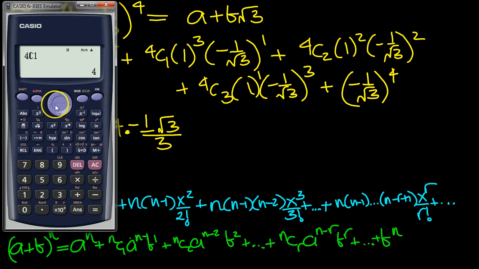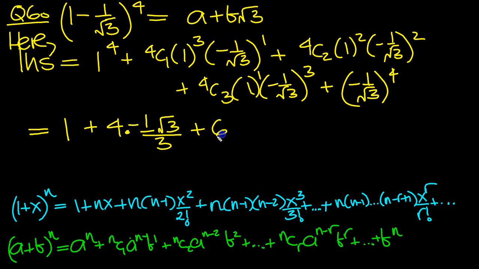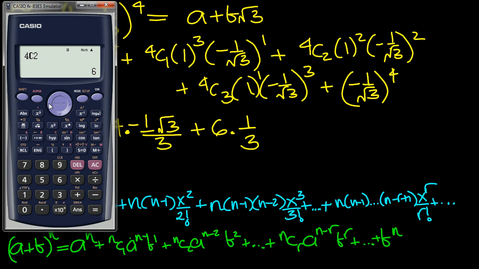4C2. So let's go back into our calculator. Get 4C2, 6. So it's plus 6 is 4C2. 1 squared is okay. Minus 1 over root 3 is plus 1 over 3, isn't it? When you square top and bottom. 4C3, which we know is 4, but let's just tap it in. Be sure we're all happy with that. 4C3 is 4.